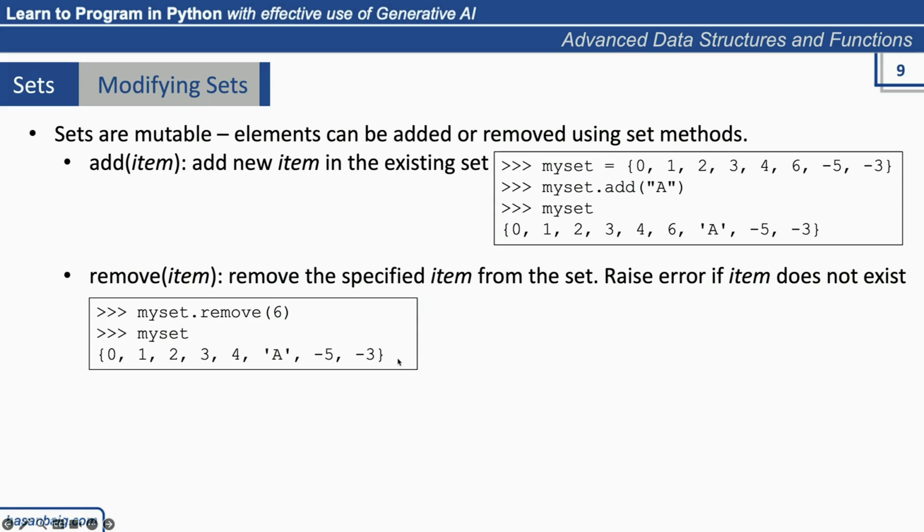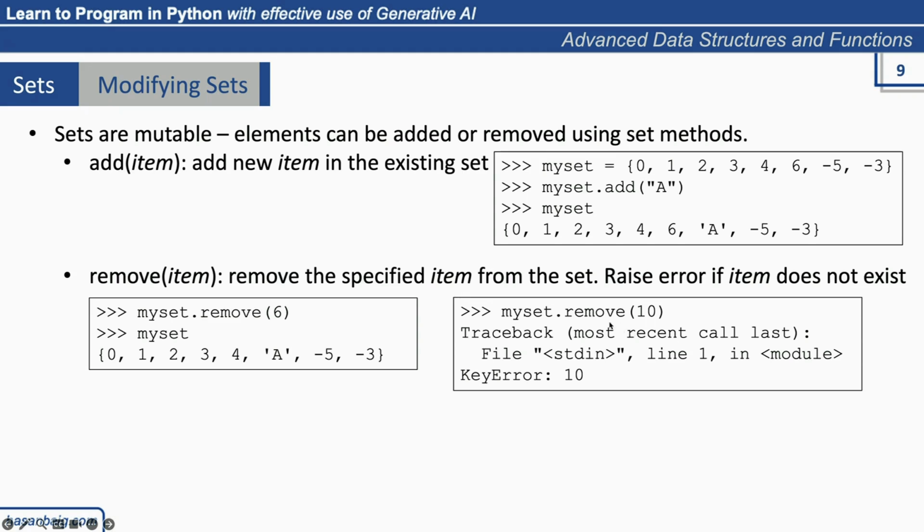If the element is not found, it will throw an error. Just like here, I'm trying to remove 10. So whatever you're specifying, it is treating it as a key. This is the key that you want to remove, but it is not found, so it will throw a KeyError. Okay, the key that you are trying to locate and remove is not found. Okay, any question?